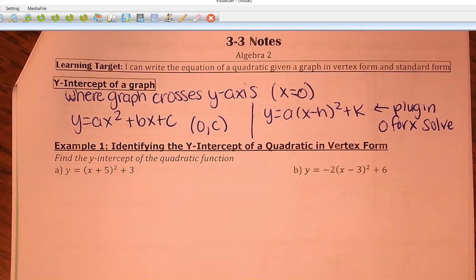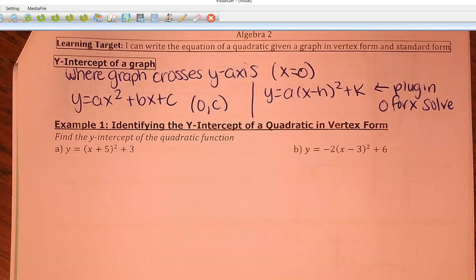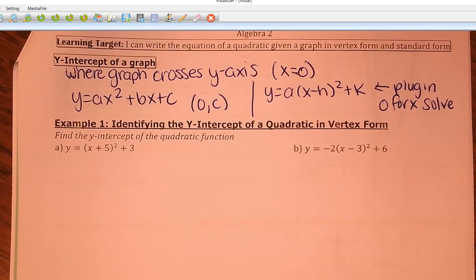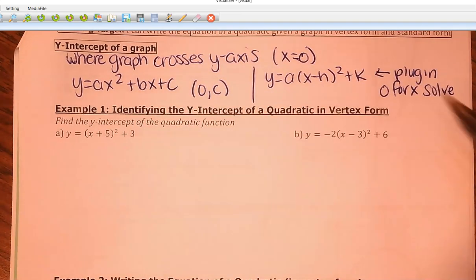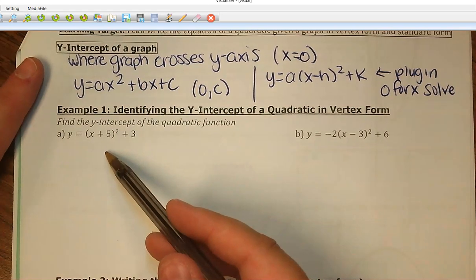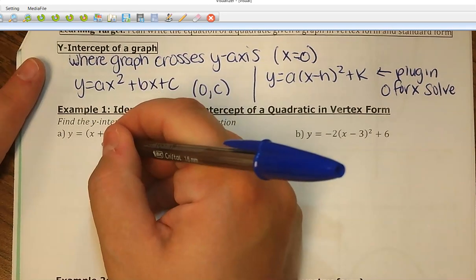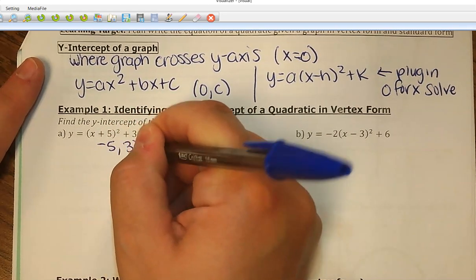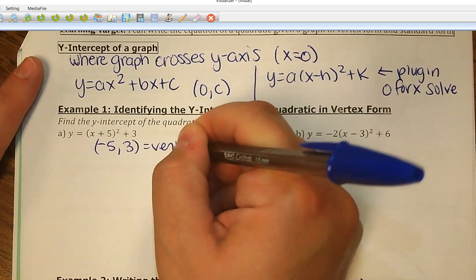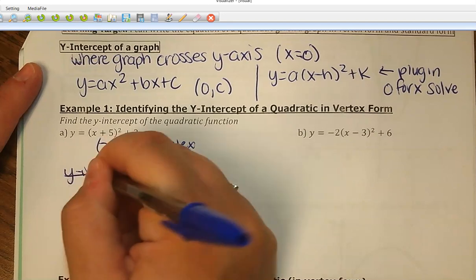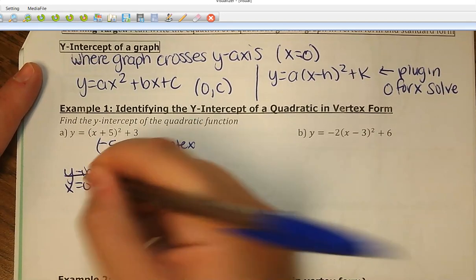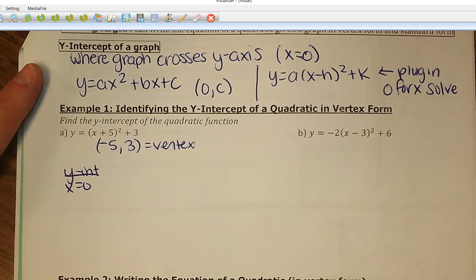Okay, so example 1 just says identify the y-intercept of the quadratic that's in vertex form. So remember, you can't see it here. Don't just write down the 3. You can see your vertex from vertex form, we would do our opposite copy, and that would be your vertex. But to get the y-intercept, what you want to do, in any case, is plug in 0 for x, for any function. It doesn't have to be a quadratic.